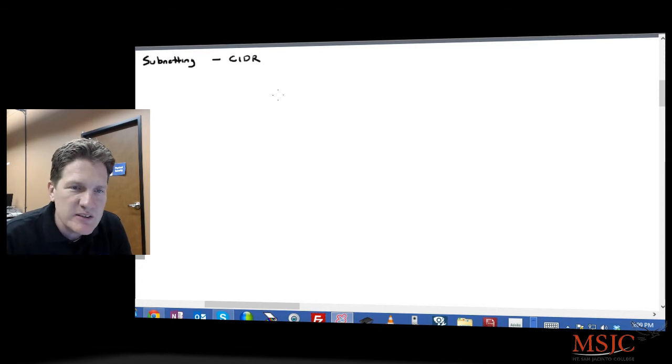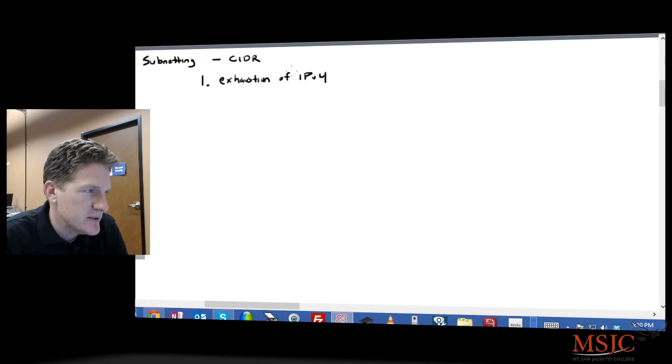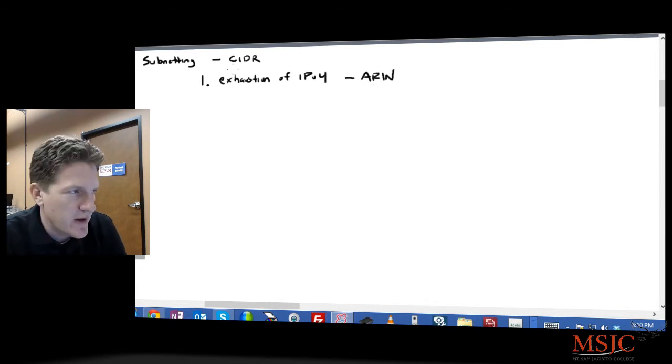The reason for subnetting is a couple of reasons. First off, one major reason is the exhaustion of the IP version 4 space. The exhaustion of IP version 4 space is imminent. In fact, you can go to ARIN, the American Registry for Internet Numbers, and look at their website right now. They actually have a countdown timer for the exhaustion of IP version 4 addresses.